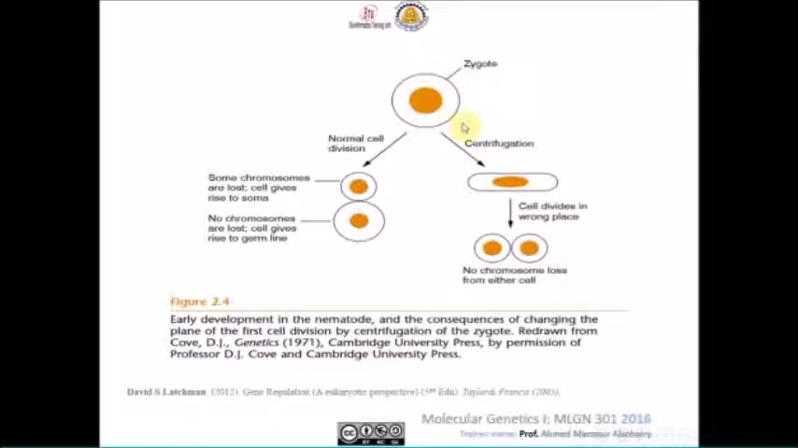If you take the zygote and do a centrifugation so that the cell divides in the wrong place, for example, you find there is no chromosome loss from either cell. This is normal, for example, in cell culture. You can see that the number will not change, but in the process of differentiation of a specific cell, for example from germ cell to another specific cell, we can notice a different number of chromosomes in each type of tissue.